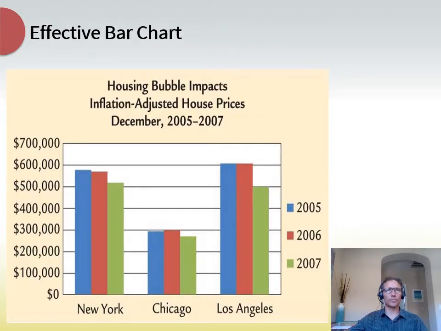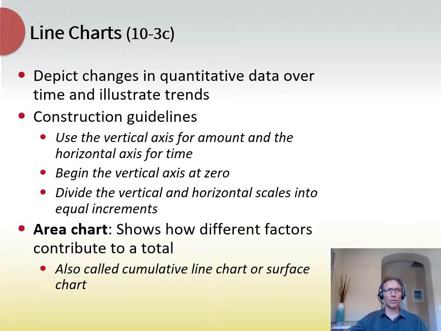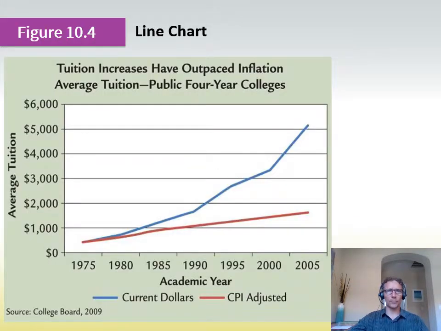Effective bar chart. Line charts, trends over time. So you can look for examples of this in the book. I'm not going to go into too much detail on this. We do have an example here. What I like about this graphic is it has 3 of the 4 requirements. These are just samples from the book.